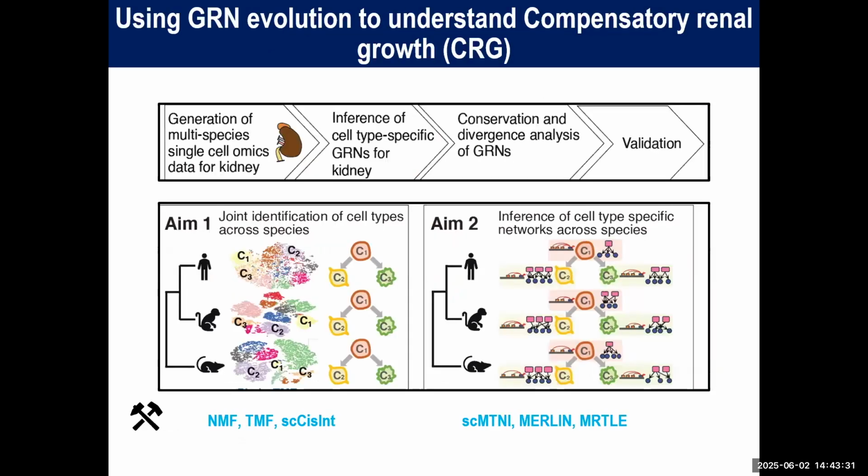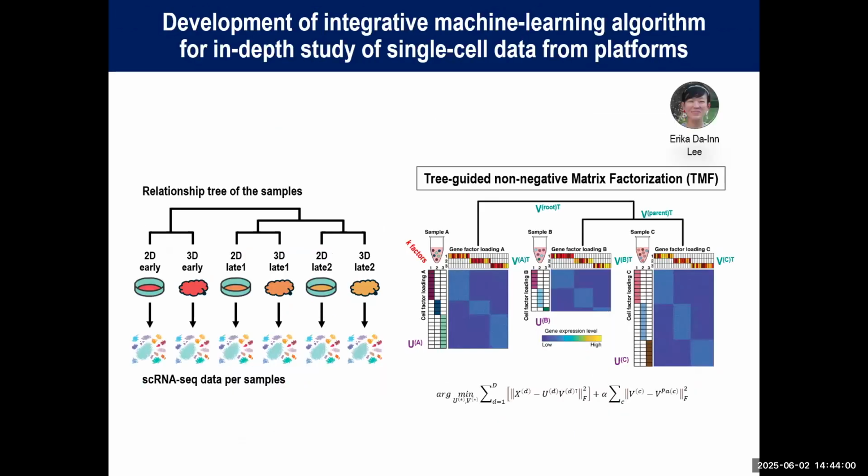So very similar goals again: generation of the multi-species data like we did in SONAR, and then inferring GRNs for this project, and then seeing how these GRNs are converging or diverging, and wet lab validation. For cell type specific inference of the cell types, we have NMF, which we already saw, TMF, and there are some more tools. And then for the GRN inference, again, we can use different tools. So I think I'll briefly touch upon TMF.